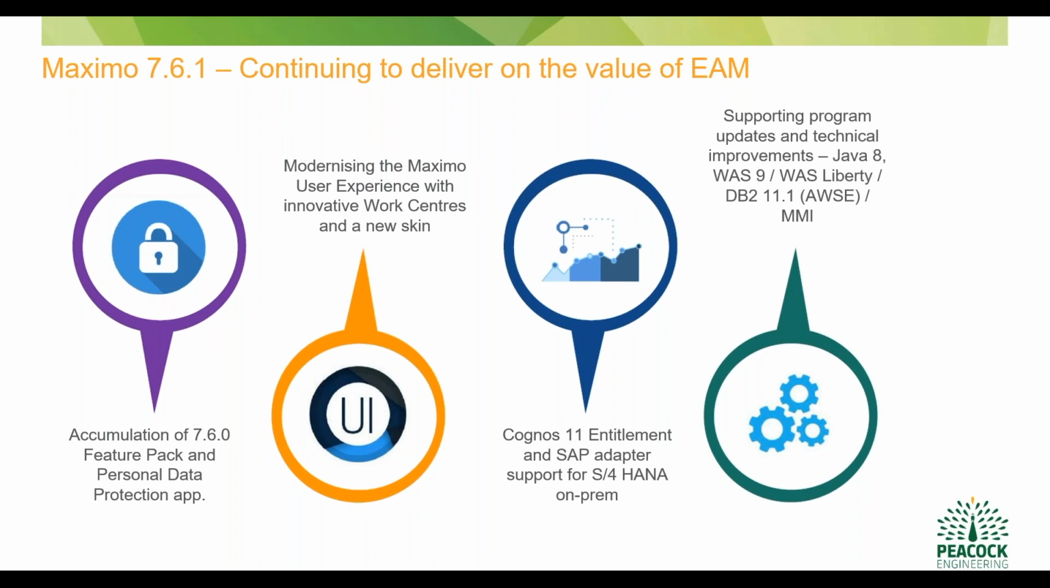7.6.1 is an accumulation of all the 7.6.0 fix packs and feature packs. That includes the new work centers, which were introduced in 7.6.0.5, I think. With the introduction of those is the work center modernization. Cognos 11 entitlement you also get with 7.6.1, and there are some supporting updates, which are Java 8, which I'll come on to later, and Liberty.